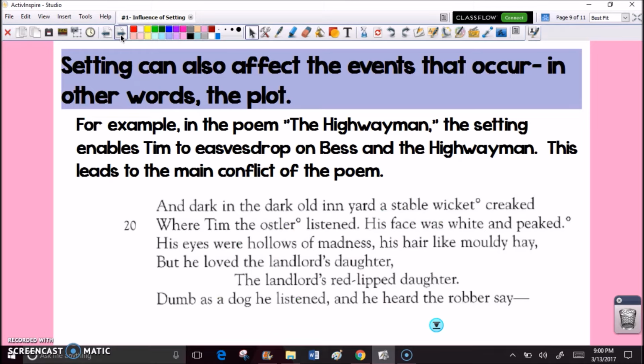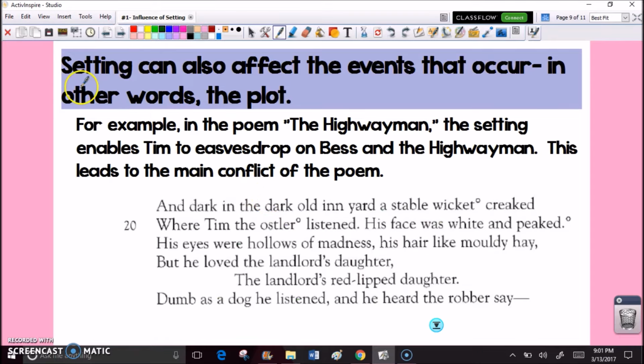Now, setting can also affect the events that occur in a story. In other words, the plot. For example, in the poem The Highwayman, the setting in stanza 4 specifically enables Tim, who is this crazy, ugly character who works for the young lady Bess's father. At the end, he takes care of the horses. He's in love with Bess.